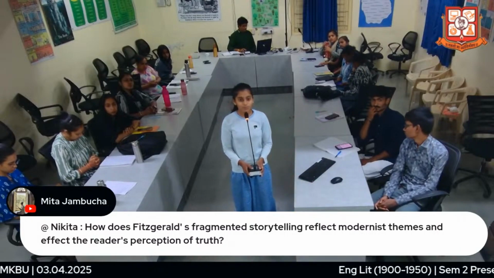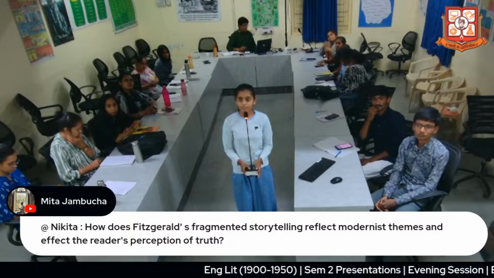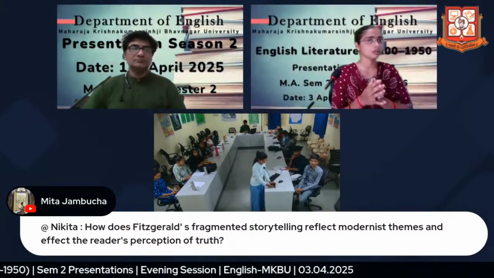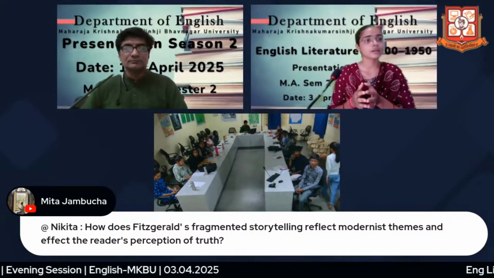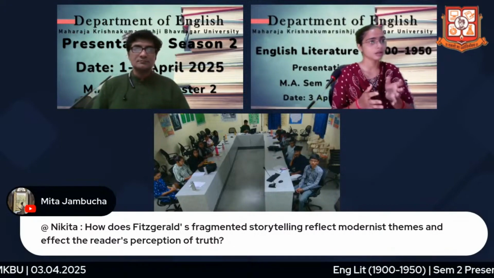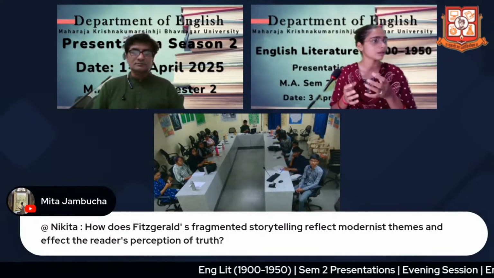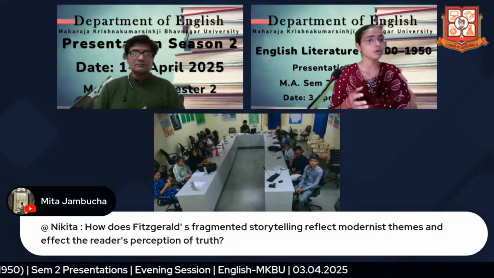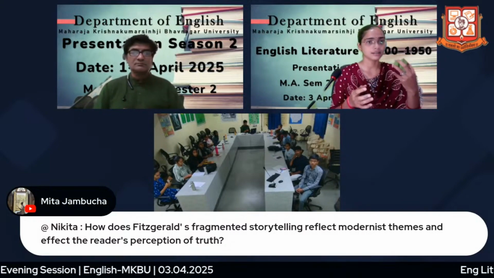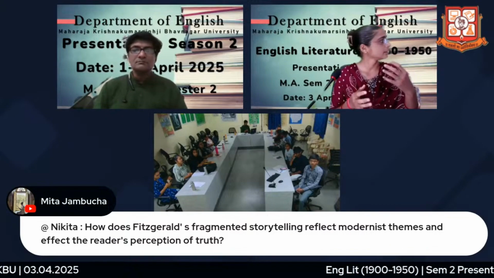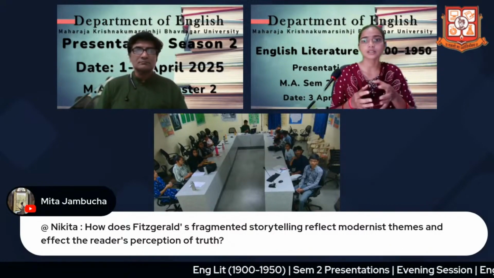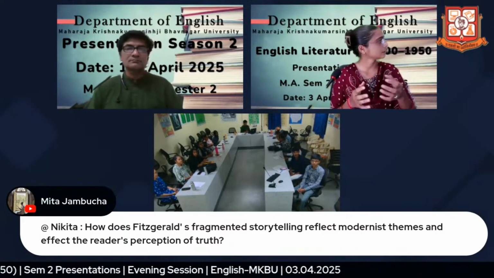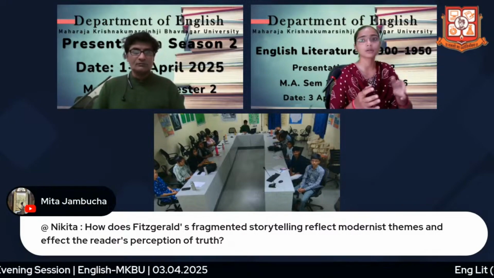So my question is, how does Fitzgerald's fragmented storytelling reflect modernist themes and affect the reader's perception of truth? The nonlinear structure and shifting perspective force readers to piece together events, mirroring the modernist themes of uncertainty and subjectivity. Next, unreliable narration blurs truth, making reality open to interpretation.